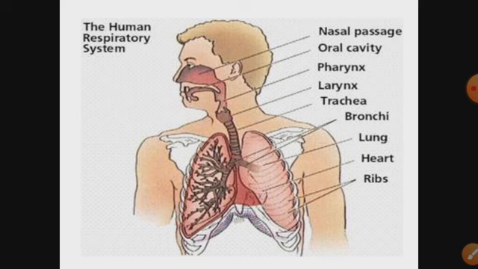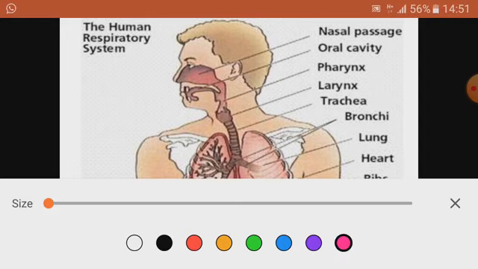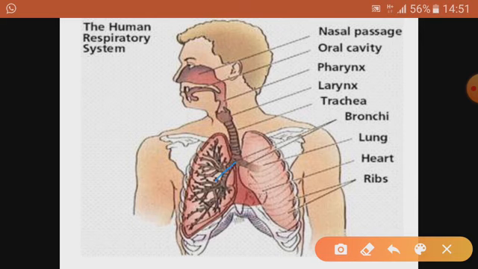When the trachea divides into two bronchi, bronchi is plural, bronchus is singular. You can see the trachea divides into two and now it is called bronchi. When you say bronchus, it means it is singular. So this one is the trachea, it divides into two. Now these two are bronchi, singular, bronchus. Then it enters the lungs, the main respiratory organ.